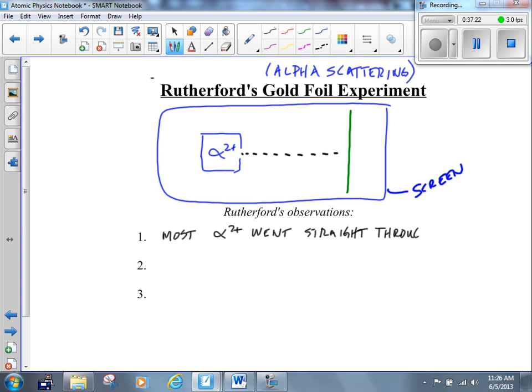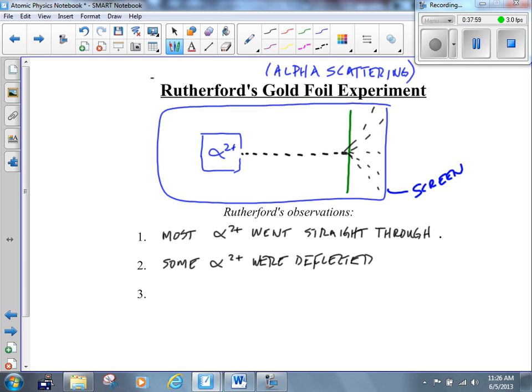The vast majority of them just kept going straight like this. But they also observed that a few of them, or some of the alpha particles, were deflected. So instead of some of them going straight through, some of them were deflected like this. And they could tell they were deflected because of where they hit the screen. Most of them went straight through, some of them were deflected.